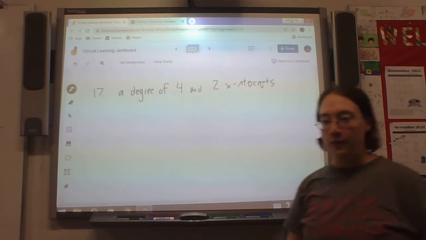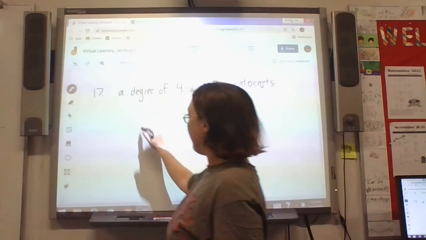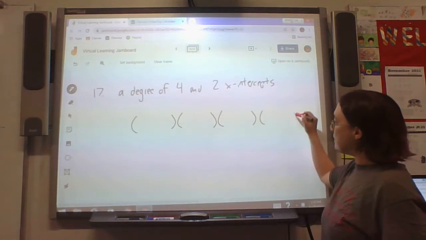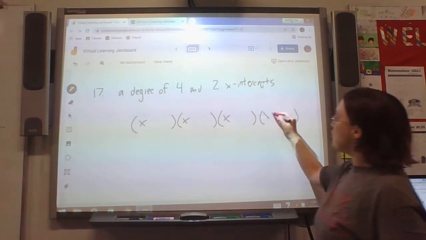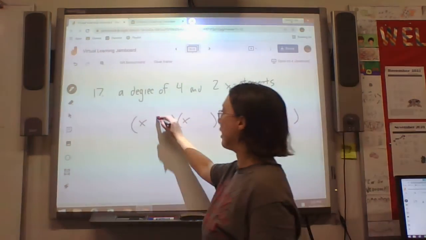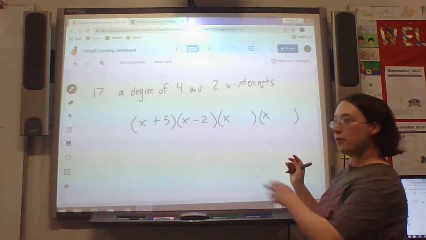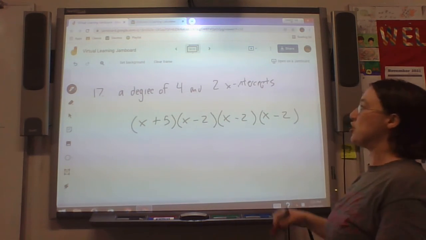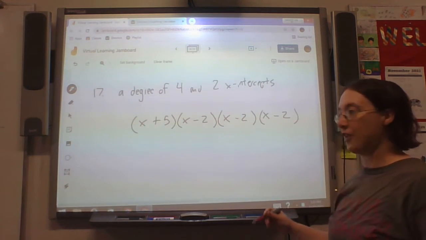Okay, if we want a degree of 4 and 2 x-intercepts, a couple ways to get that. So we could get that by doing what we were just doing there and saying if we want a degree of 4, that means we got 4 of these factors. And if we only want 2 x-intercepts, that means we've got some multiples going on here. So if I put one at x plus 5, and let's say x minus 2, that means the others just need to be repeats of those. So we could go x minus 2 and another x minus 2, and that would give you 2 x-intercepts because these three are all the same x-intercept.